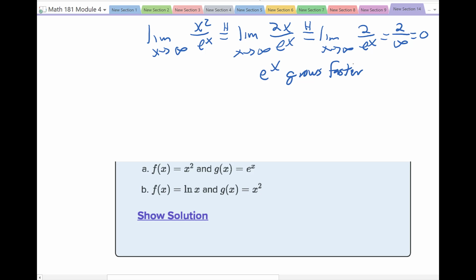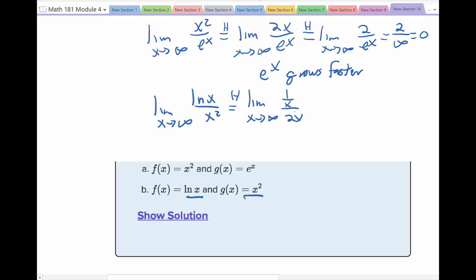Now, if we compare the natural log of x to x squared, we would take the limit as x goes to infinity of the natural log of x over x squared. Again, if we apply the infinity, it's infinity over infinity, so it's an indeterminate form. So we can use L'Hopital's rule. We have the limit as x goes to infinity of 1 over x over 2x.